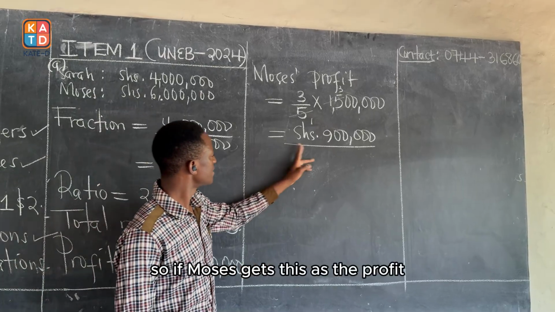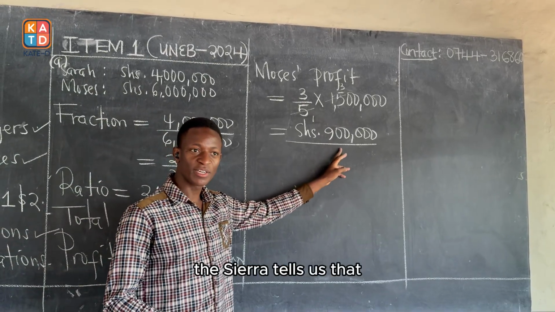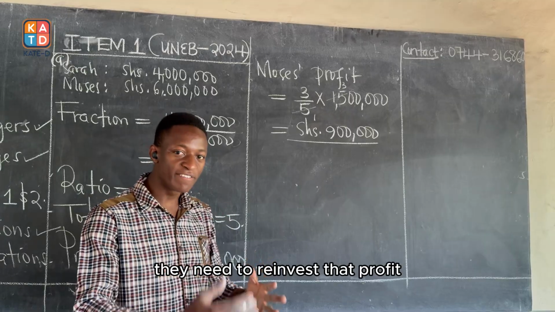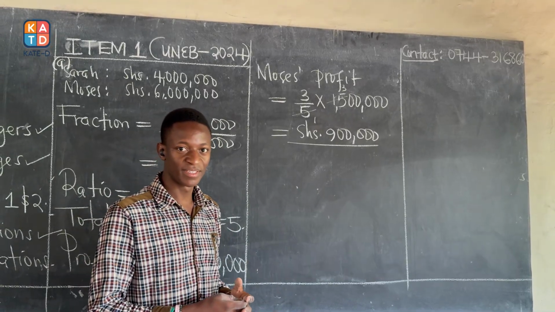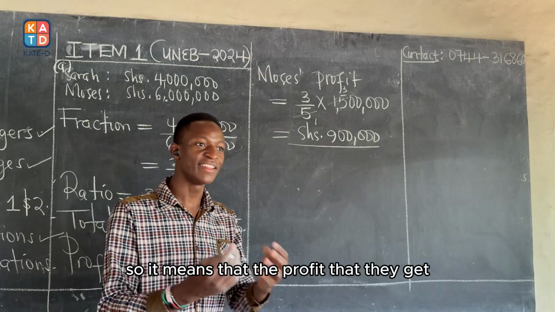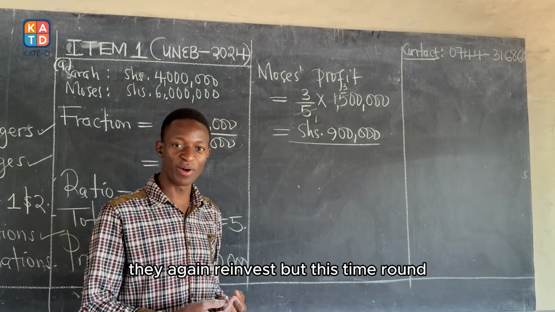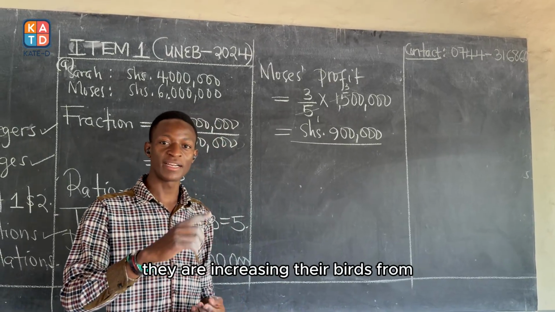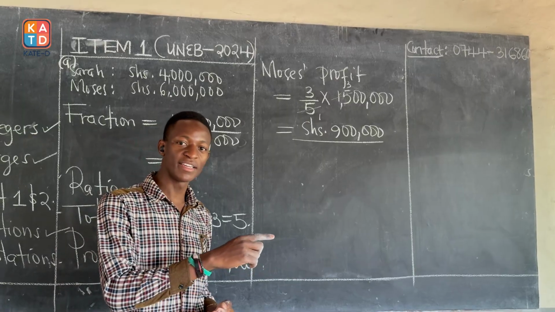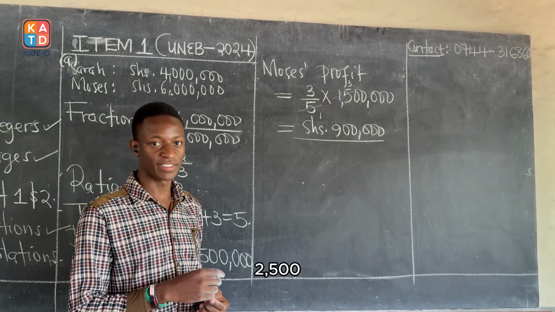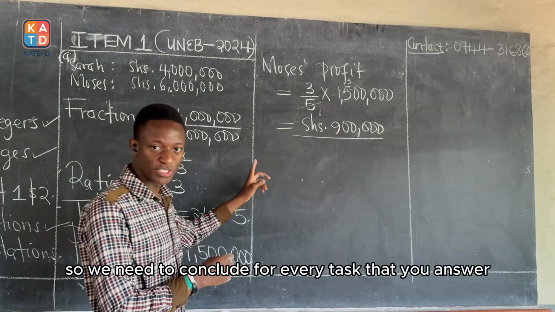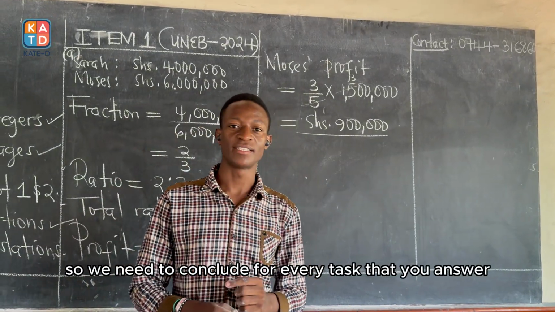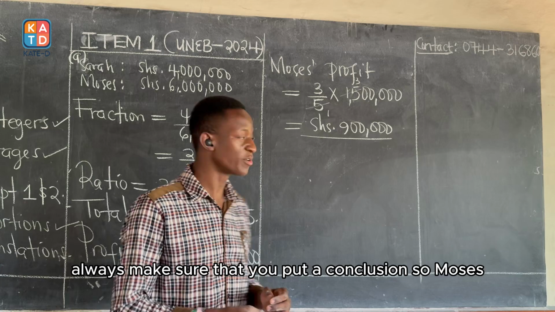So if Moses gets this as the profit, the scenario tells us that they need to reinvest that profit. So it means that the profit that they get, they again reinvest. But this time round, they are increasing their birds from 2,000 to 2,500. So we need to conclude. For every task that you answer, always make sure that you put a conclusion.